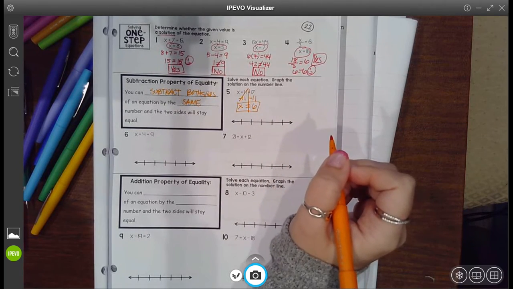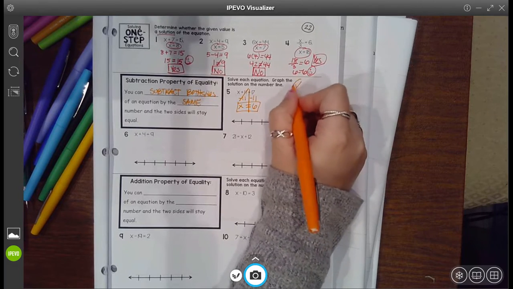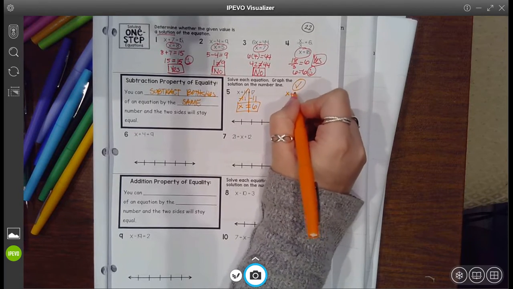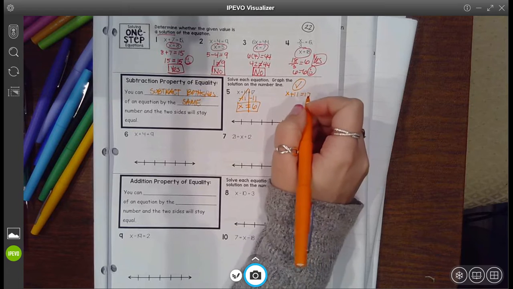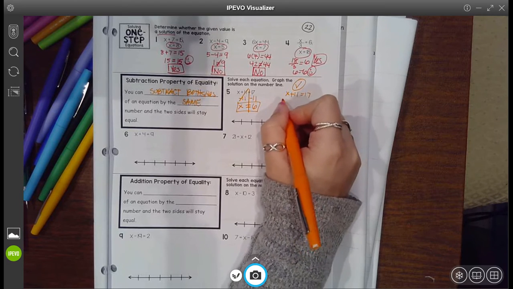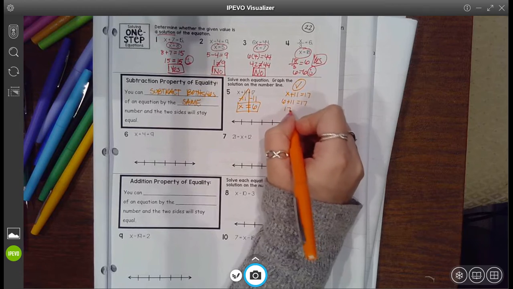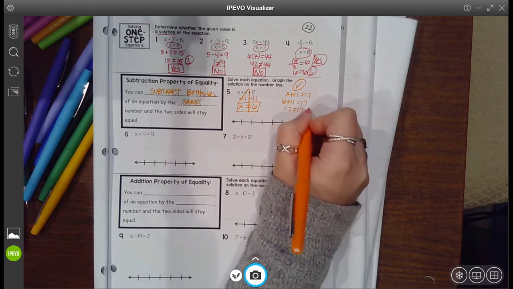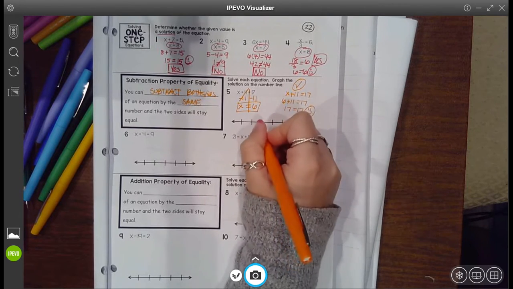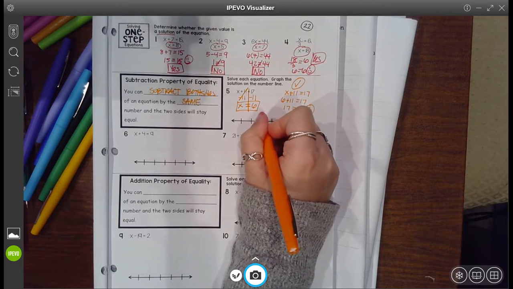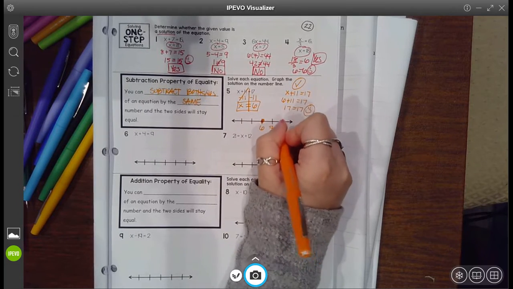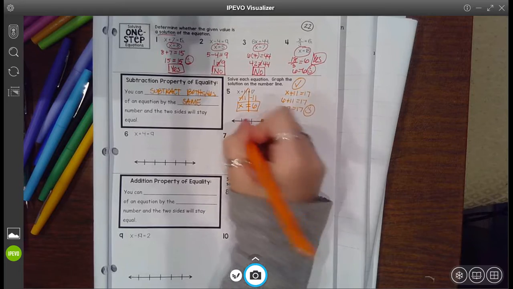That's my final answer. You always want to double check. x plus 11 equals 17. And I think x is 6. 6 plus 11 is 17. 17 equals 17 is a true statement. So yes, 6 was indeed the correct answer. And put some bigger numbers and some smaller numbers.